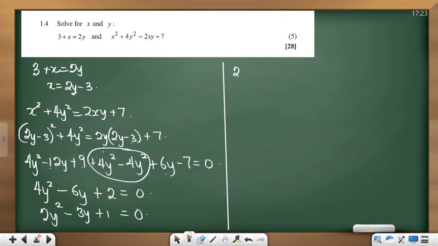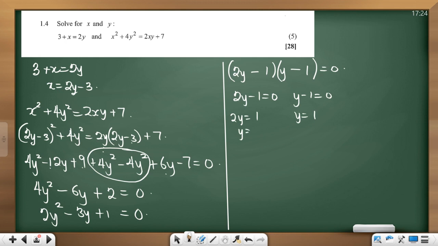All right. So we can have 2y and y. And my factors of 1 are 1 and 1. But I want a negative 3. So that should be fine. Lovely. So 2y minus 1. Please find the method that works for you. There are so many methods. The last resort is your calculator quadratic. So y equals a half or y equals 1.